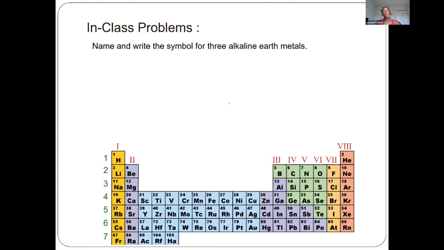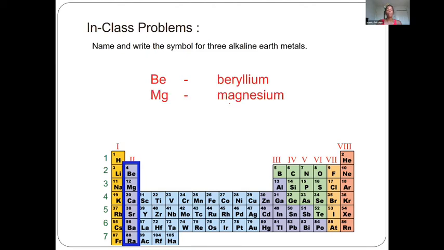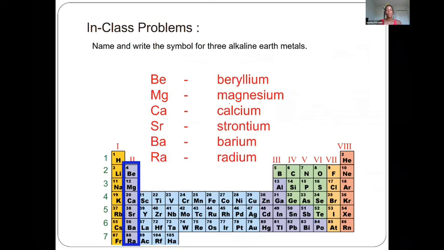The next one says name and write the symbol for 3 alkaline earth metals. Remember, alkaline earth metals are those found in group 2. So we would again identify group 2, and we could put beryllium, magnesium, calcium, strontium, barium, or radium.